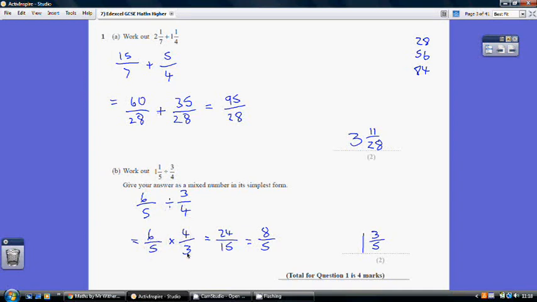6 4s are 24, 5 3s are 15. 24/15 simplifies to 8/5 when we divide top and bottom by 3. And turning that into a mixed number, we get 1 3/5.